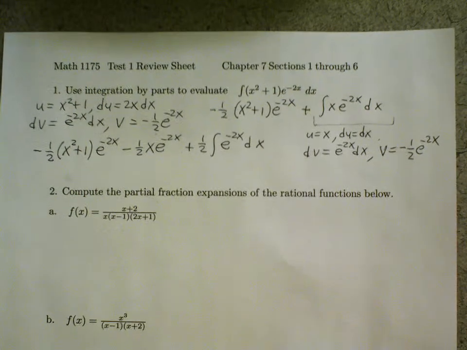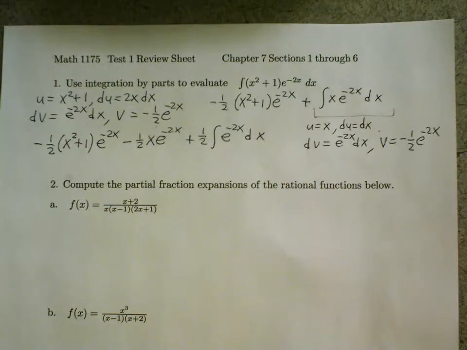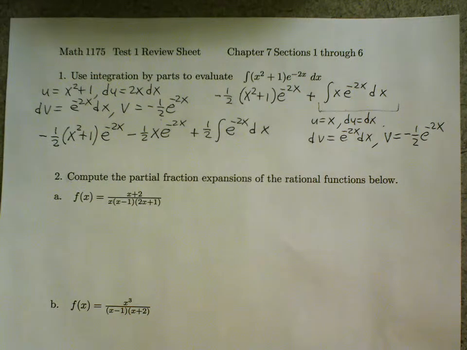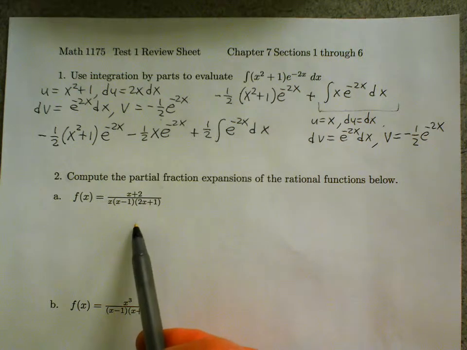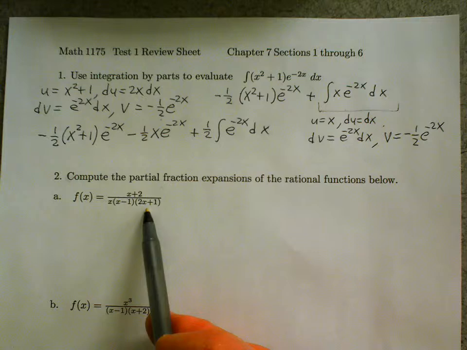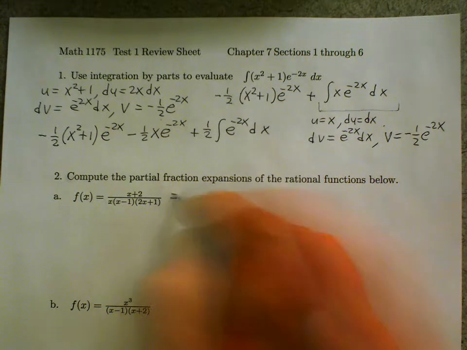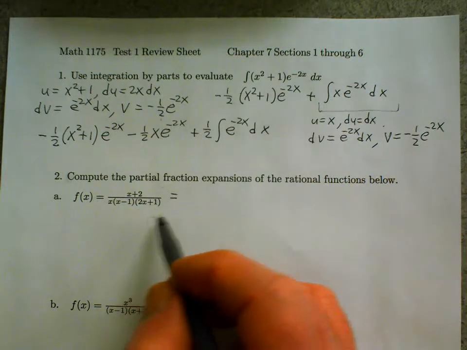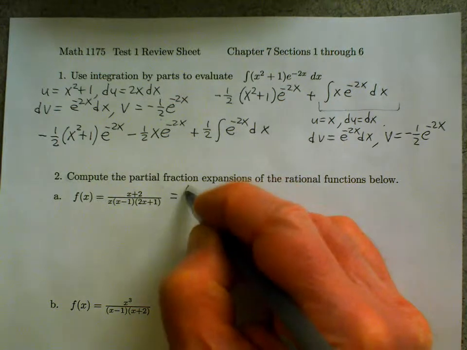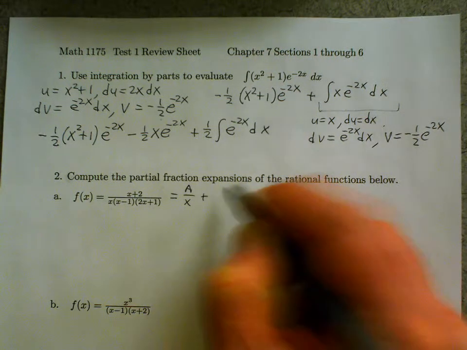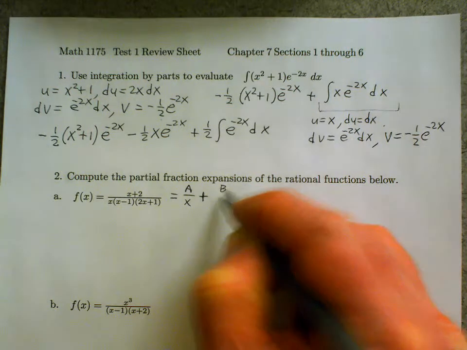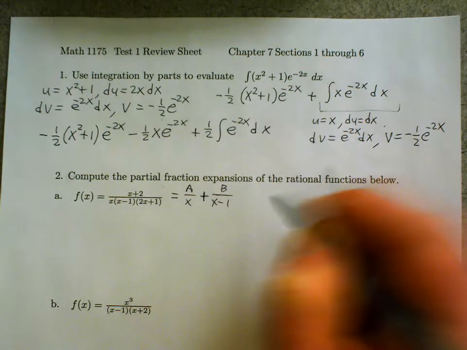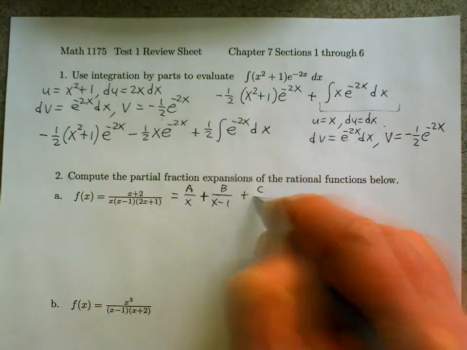Yeah, the next few problems under number 2, compute the partial fraction expansions of the rational functions below. So this first rational function, x plus 2 over x times x minus 1 times 2x plus 1, the factors in the denominator are all linear, so we can write the expansion as a over x plus b over x minus 1 plus c over 2x plus 1.